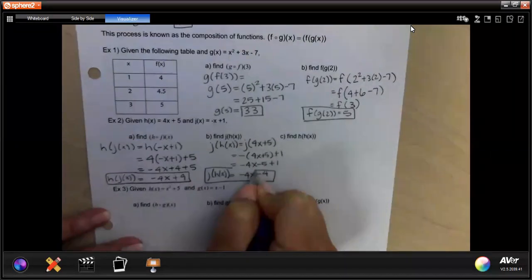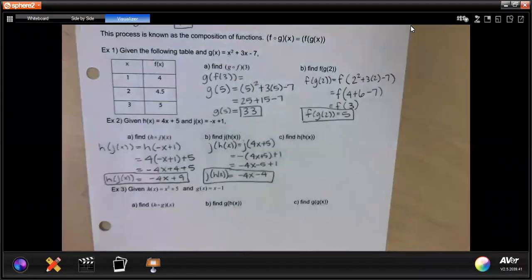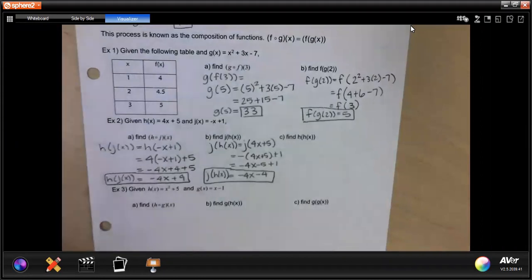Notice that they're not the same. That's important to know. They're not commutative. So h of j of x does not have to be the same as j of h of x. All right.